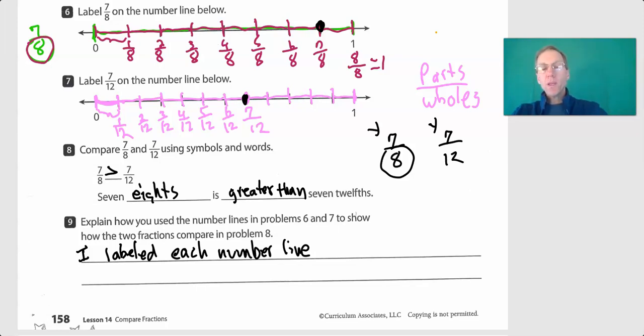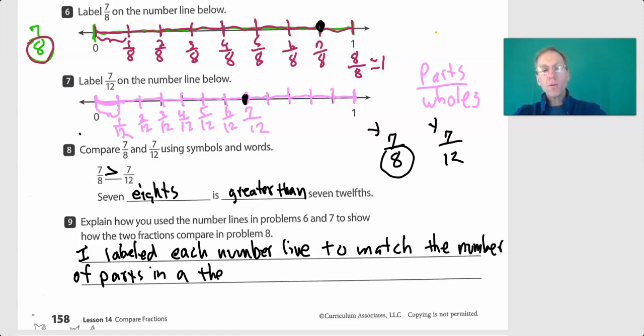We can say to match the number of pieces in the whole. What I mean by that, to match the denominator, right? To match the total number of pieces. Like the first one had 8 parts, the second one had 12 parts. So we'll say I label the number lines to match the number of parts in the whole.